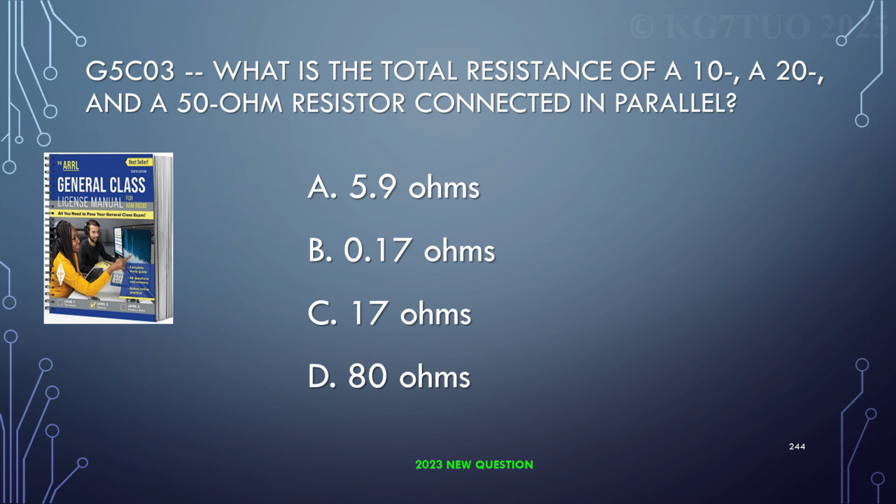Ooh, this is one of those math ones. Total resistance of a 10, a 20, and a 50 ohm resistor connected in parallel. Remember the golden rule here. The total resistance of a parallel network will always be less than the smallest resistor. Alpha. Well, Bravo is smaller. So is A 10, right? Alpha and Bravo are both smaller than 10.